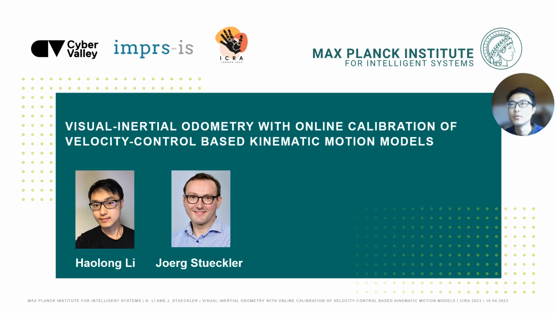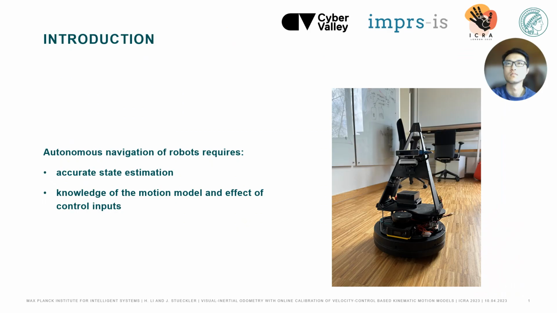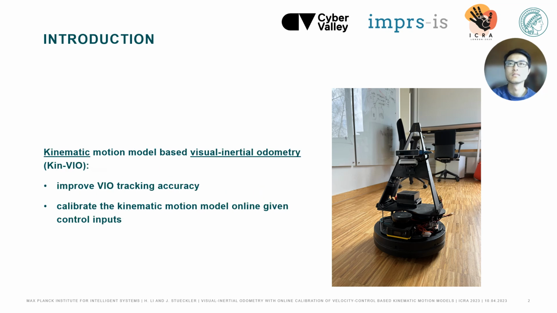In this video, I will present you our work, Visual-Inertial Odometry with online calibration of velocity control-based kinematic motion models. Autonomous navigation of robots, such as shown in this image, requires accurate state estimation and also knowledge of the motion model and effect of the control inputs. We propose a kinematic motion model-based visual-inertial odometry for indoor robots with a differential drive that can improve VIO tracking accuracy and also calibrates the kinematic motion model online given control inputs.